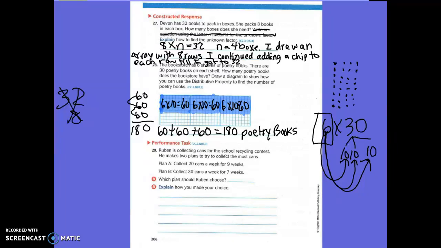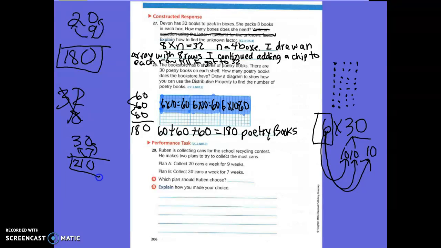20 cans for 9 weeks. That's 20 times 9. We know how to do this. 9 times 0 is 0, 9 times 2 is 18. Okay, so plan A will get him 180 cans. Plan B, 30 times 7. 7 times 0 is 0, 7 times 3 is 21. Plan B will get him 210. What plan should he choose to get the most cans? Everybody? Plan B.